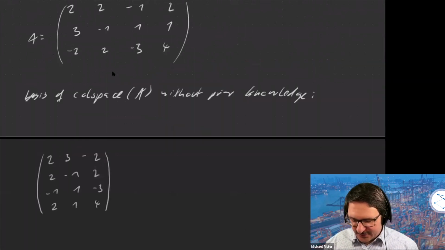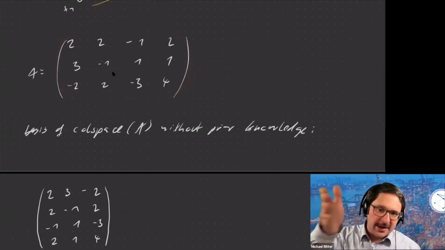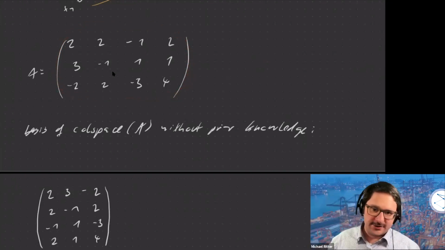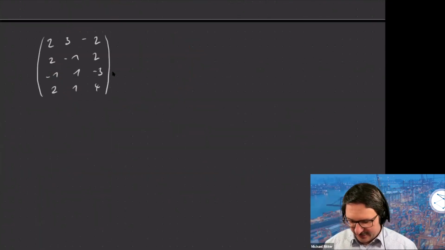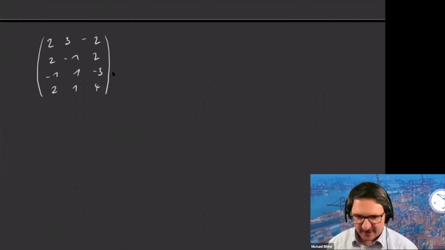You could, of course, also take this matrix here and then do column manipulations instead of row manipulations. That's totally fine. The only important thing is you need to work on the vectors that you're actually interested in, not on a different set of vectors.